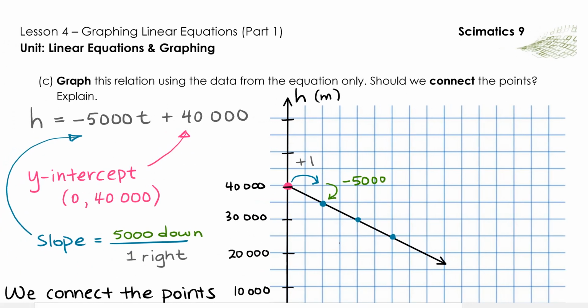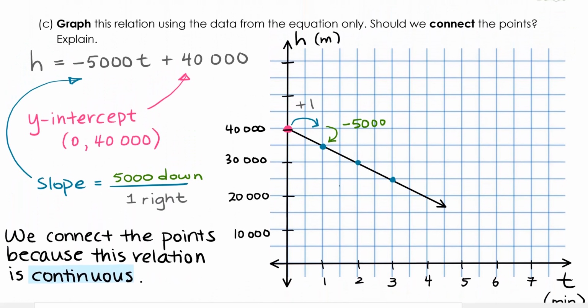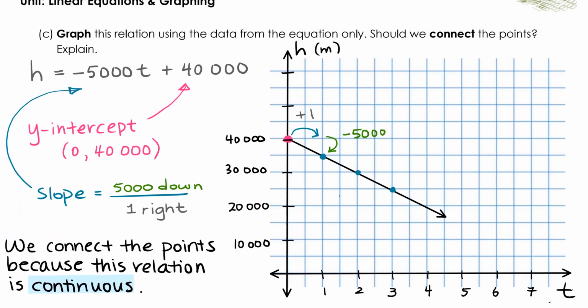So when I graph this relation, I use the y-intercept as my starting point, 40,000 meters above the ground, and then I counted out my slope. I go 5,000 meters down for every 1 unit of time that I move to the right, which led me to produce the following points on my graph.